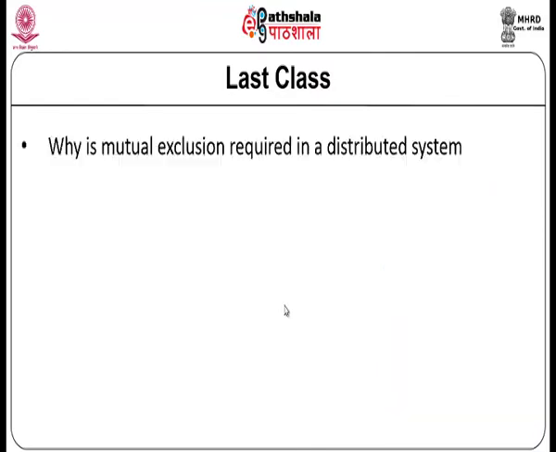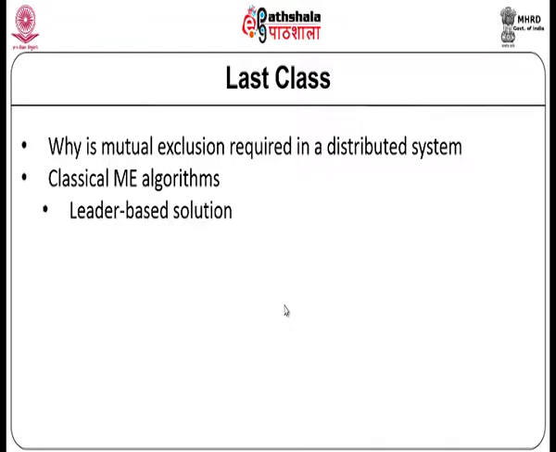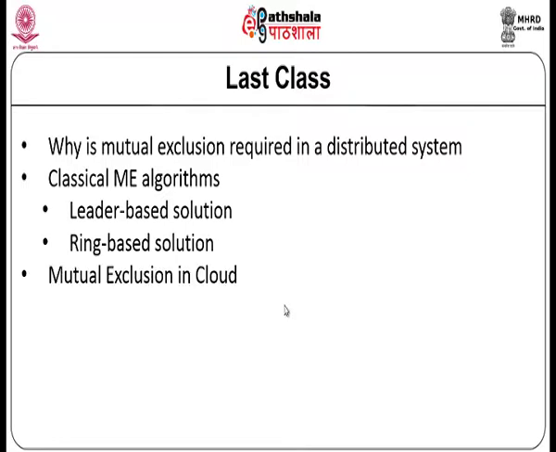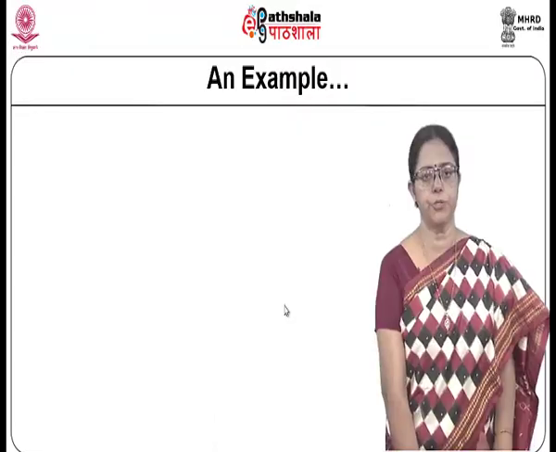So, in the last class, we looked at mutual exclusion. What are the requirements we saw, and then we looked at the mutual exclusion algorithms, two algorithms in specific. One is called the leader based algorithm and the other is the ring based algorithm, and then we looked at mutual exclusion in cloud. Today we will look at similarly in snapshot.